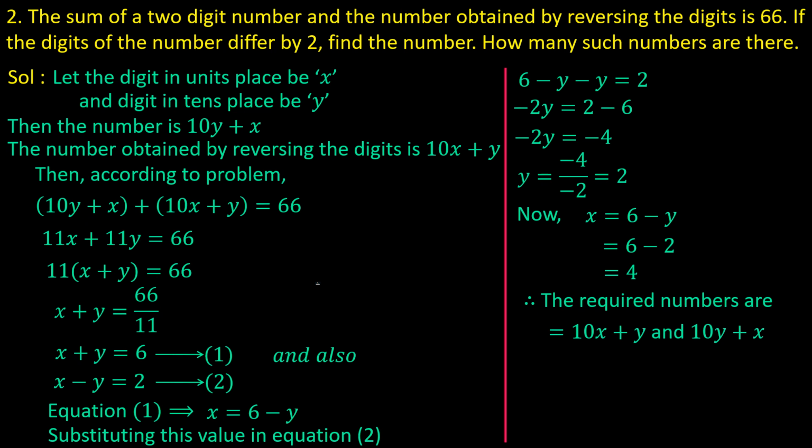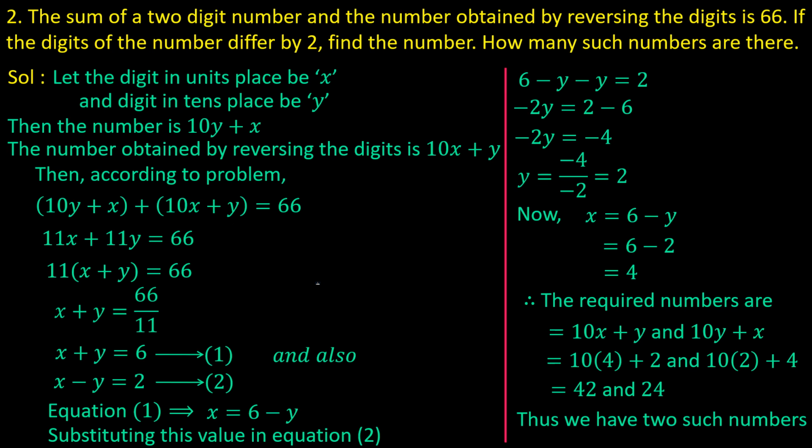Then the required numbers are 10x plus y and 10y plus x. If we substitute x equal to 4 and y equal to 2 in these two numbers, we get 10 into 4 plus 2 and 10 into 2 plus 4. That is 42 and 24. So the two numbers in this problem are 42 and 24, and we can check these solutions according to the given problem.